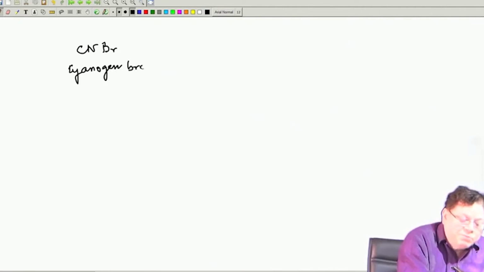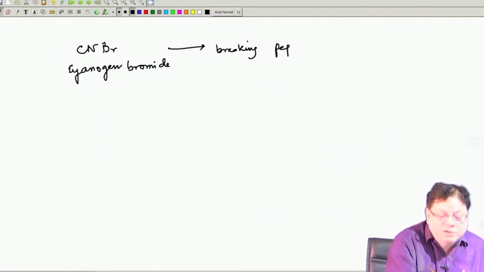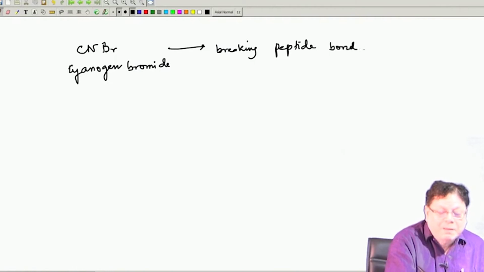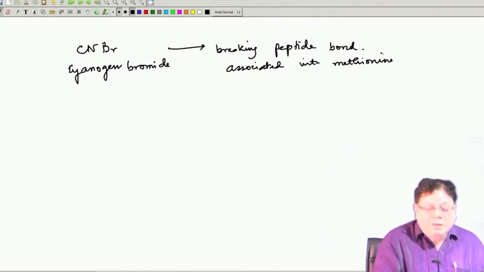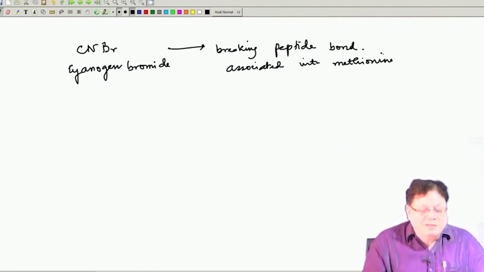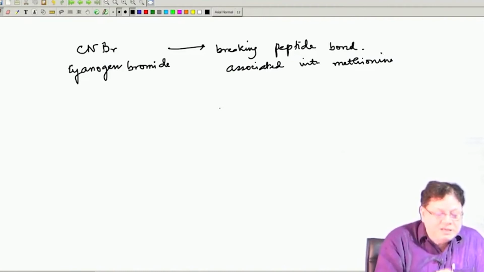And this cyanogen bromide is very specific in breaking the peptide bond associated with only methionine. So, it only recognizes one amino acid in that sense. Okay. And what is the reaction that takes place here?